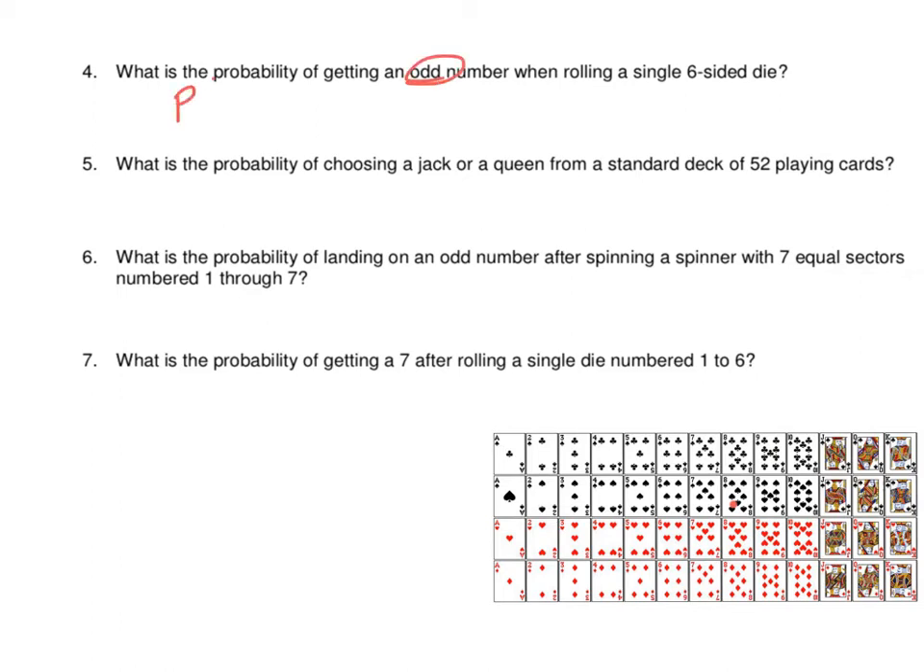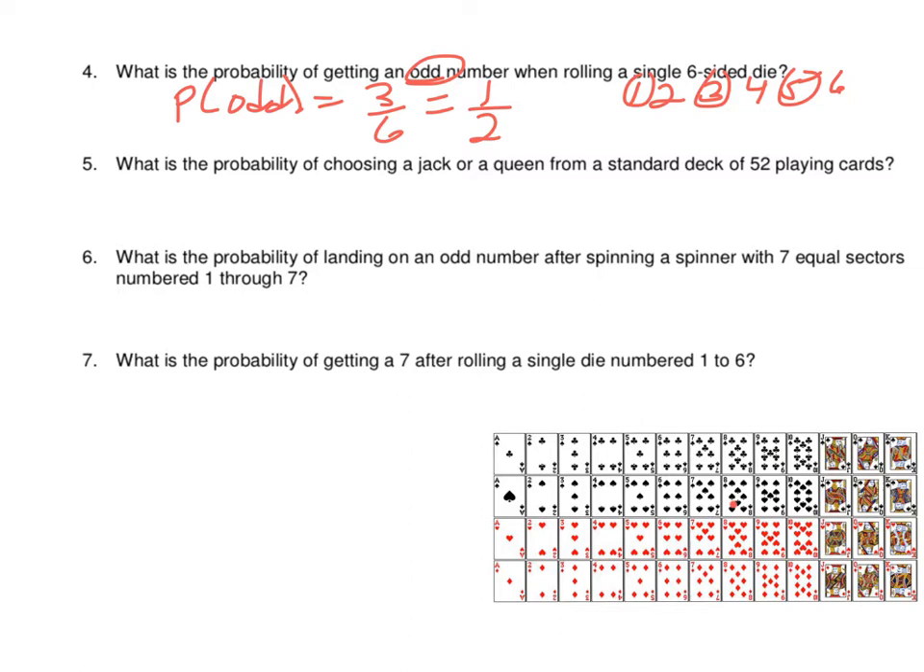All right, number 4, odd number. So we are looking probability of odd. Write it out. Equals, and there's 3 odds out of 6, because if you list the sides of the dice, odd is 1, 3, and 5. That's 3 out of 6. We do know half of them are odd and half of them are even.